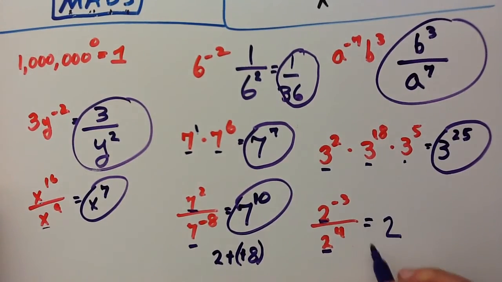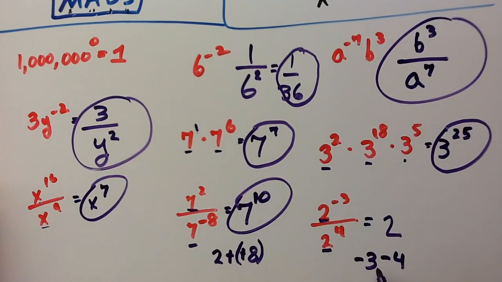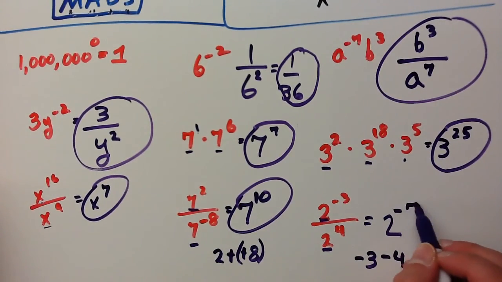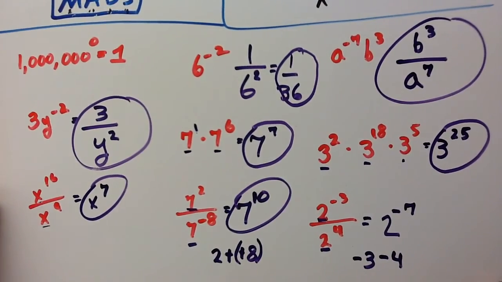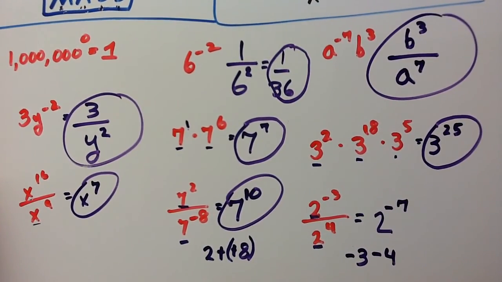So my exponents are negative 3 minus 4. Negative 3 minus 4. 3 is negative, 4 is negative. So I would say these have the same signs. I add and keep the sign. So 2 to the negative 7. But I want to write this using only positive exponents. So how could I get 2 to the negative 7 to be written using a positive exponent?